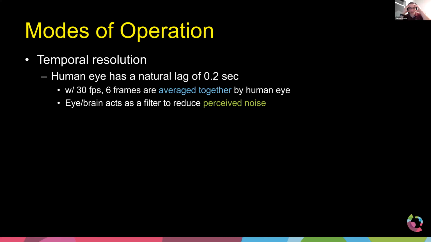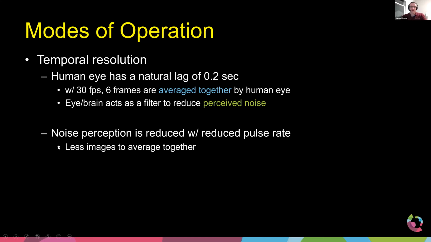It reduces the amount of noise that we see because we can collect images very quickly in our eyes. 6 frames are averaged together. So noise perception is reduced with reduced pulse rate. So if you're giving, instead of 30 frames per second, where every 6 of them are averaged together, what happens if you're only collecting 6 frames per second or 5 frames per second? Well, obviously the brain's not averaging anymore. It can't. There's just not enough signal coming fast enough for your brain to put them all together, average them together, and process the next one.